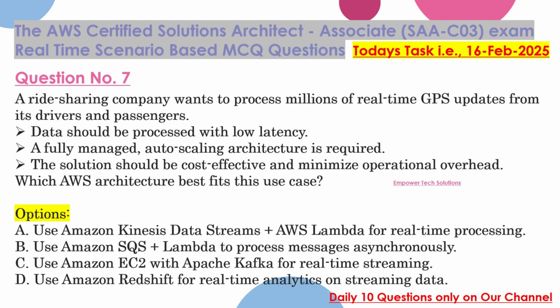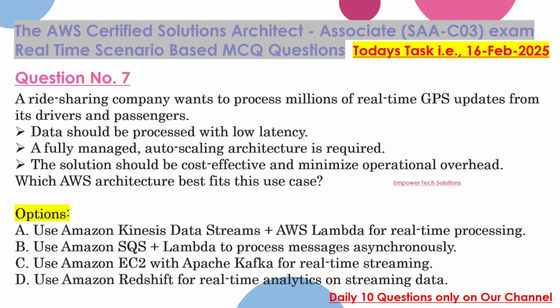Question 7. A ride-sharing company wants to process millions of real-time GPS updates from its drivers and passengers. Data should be processed with low latency. A fully managed, auto-scaling architecture is required. The solution should be cost-effective and minimize operational overhead. Which AWS architecture best fits this use case?